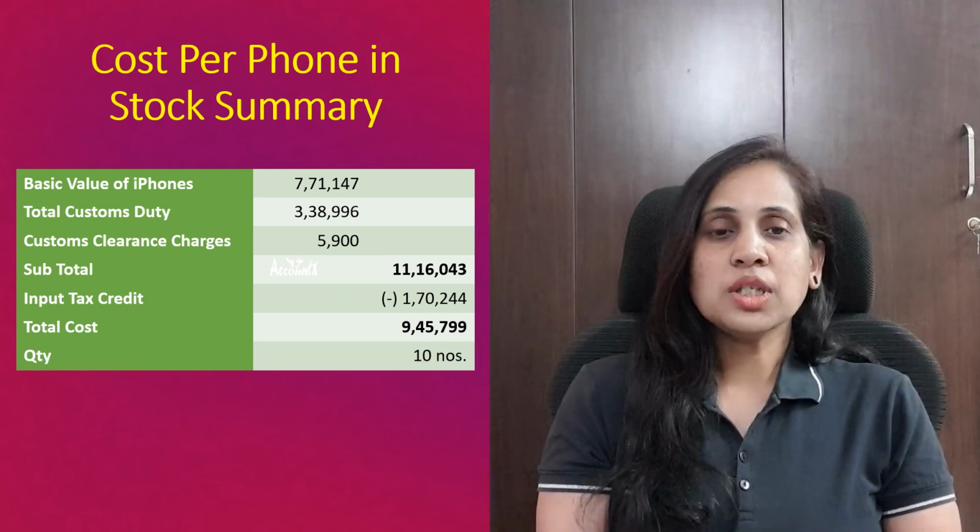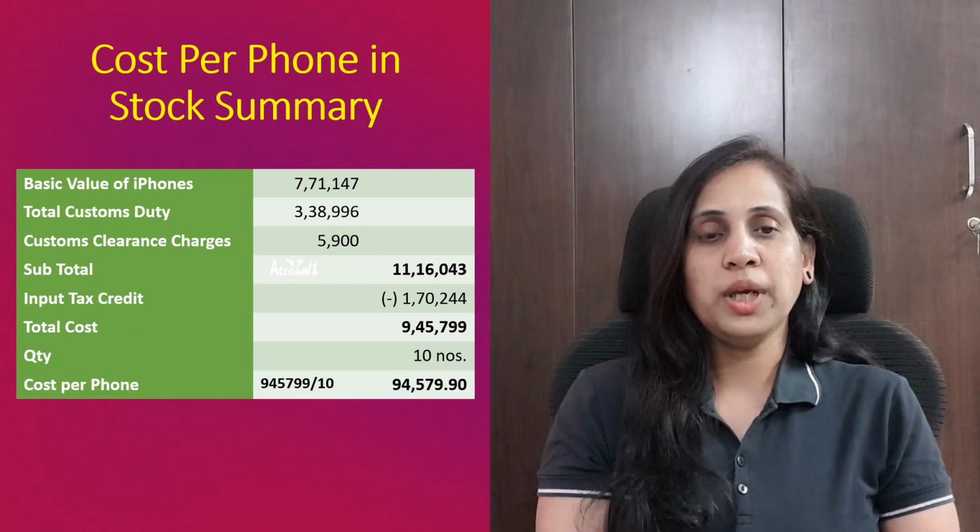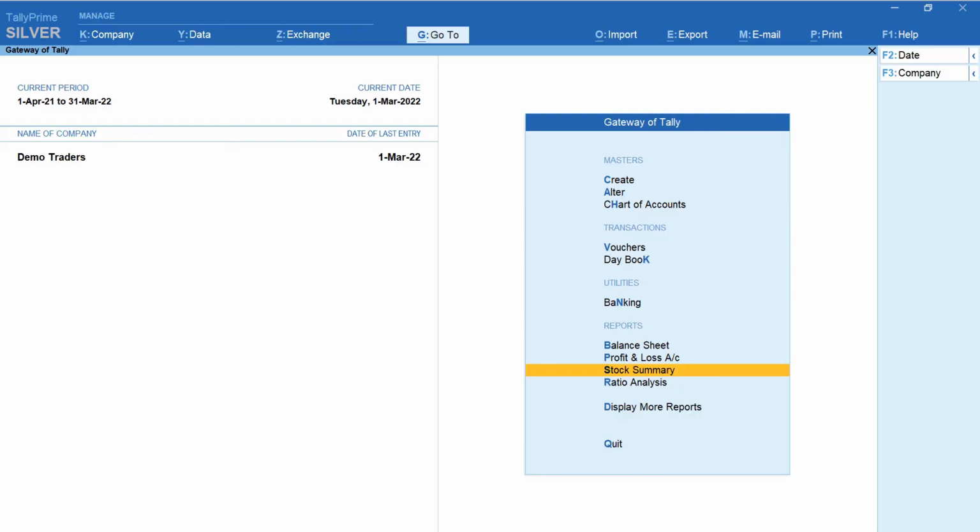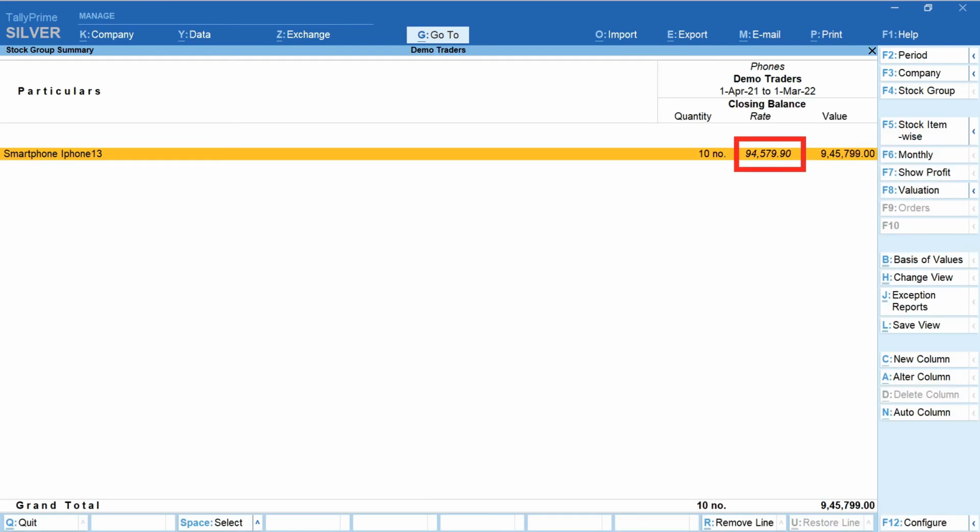Quantity here is 10 numbers. So cost per phone would be about 94k. Let's now see what is the cost that is automatically computed in Tally. From main screen of Tally, select stock summary. This is the rate per phone that is automatically computed on the basis of transactions that we have created so far.